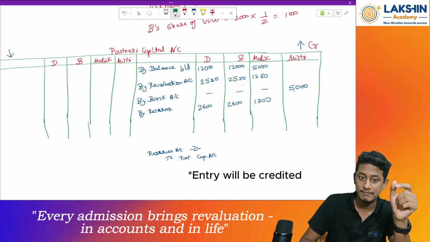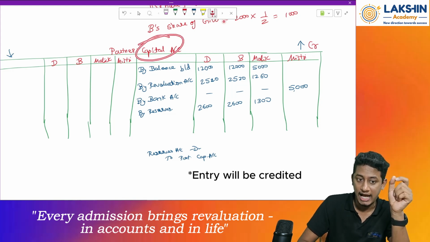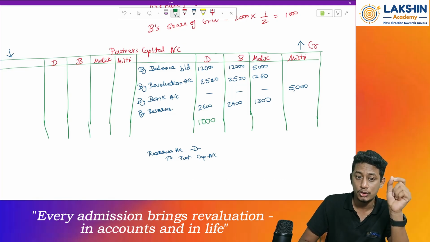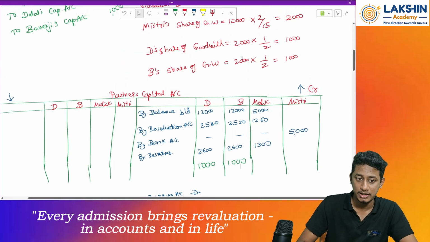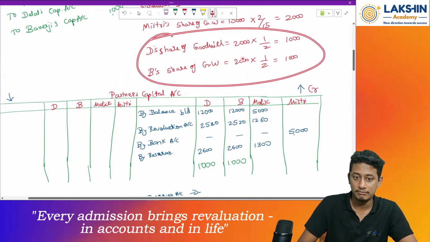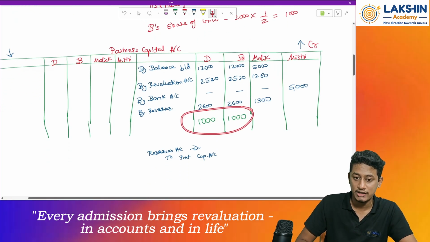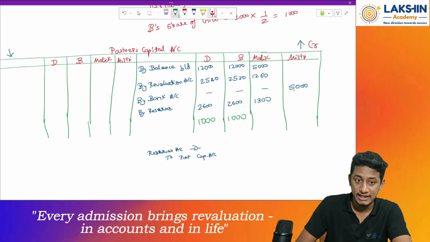So in my partners' capital account, I will debit the entry of rupees 1000 towards whom? Towards D, and 1000 towards B. This we have computed here. Remember, we had computed the same over here. Remember the same thing I am writing over here again. Okay. Now while passing the entry, what to pass?